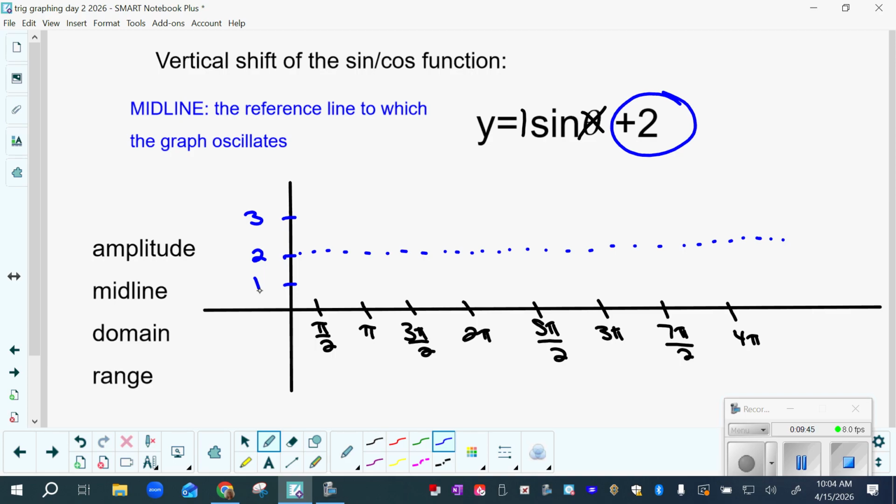Oh, we're getting there. We're on our way. Okay. So here we go. Sine starts not at 0 anymore. Global warming, the ocean is raised. Sine starts on the midline. So put your first dot on the midline. And then we do what we always do. Up one, middle, down one, middle, up one, middle, down one.